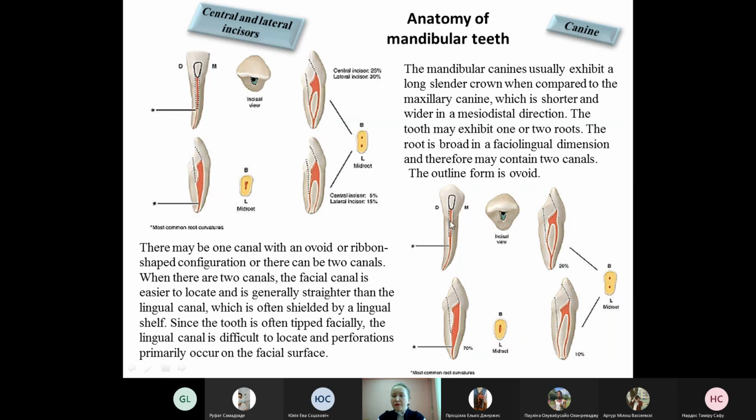Canine has a long, wide root canal, with a single root canal in 70% of cases, but still in 20% of cases it could have 2 root canals with a single opening and 2 root canals with 2 separate openings. But these cases are very small, 20% of cases and 10% of cases. The outline form is ovoid.